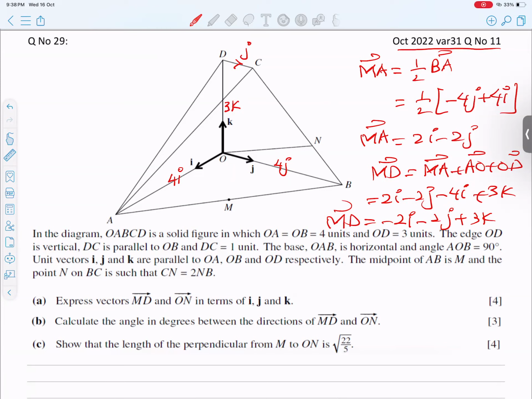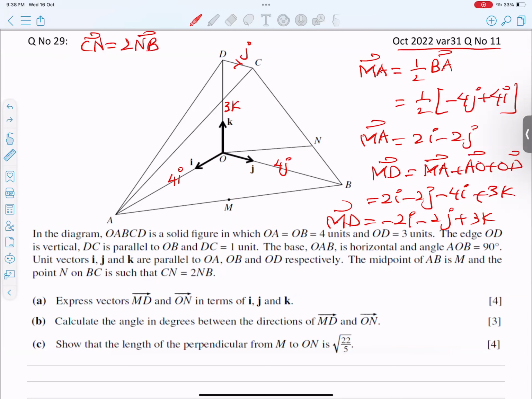MD is clear. Let's talk about the next part. This is OD, ON. Where is N? N is here, so I must use this connection. I'm writing it here. So what is the method? CN vector. I can write that the magnitude is a vector also, no problem at all.